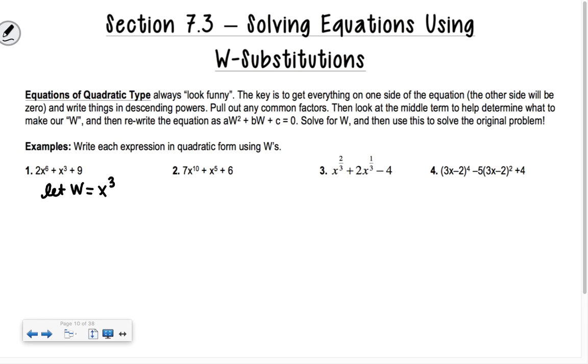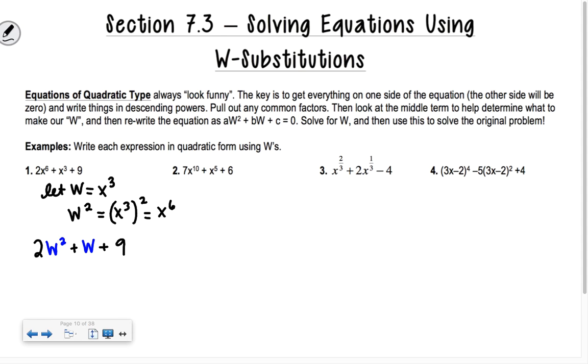So if I let w equal x cubed, when I square both sides, what is x cubed squared? That's x to the 6th, right? So what I'm able to do then is replace my x to the 6th and my x cubed with w's. The x to the 6th is replaced with what it's equal to, which is w squared. And then the x cubed is replaced by what it's equal to, which is w. And then we have 9. Do you guys see that? It seems pretty weird to do this with something simple like that, but we're going to get more complicated.